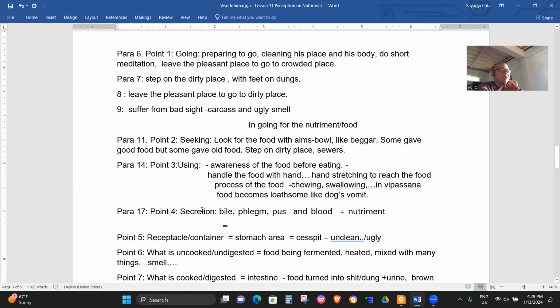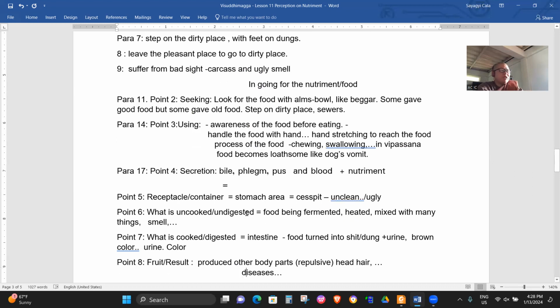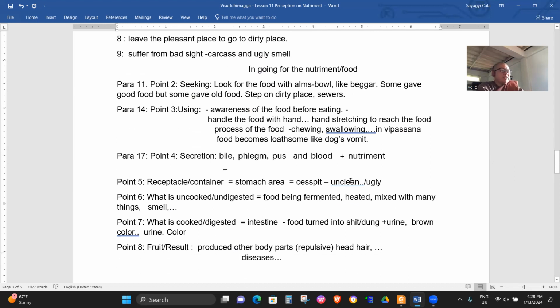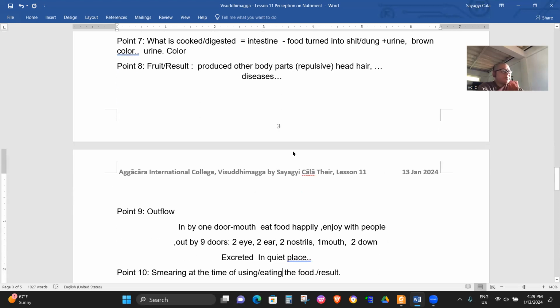Then it is mixed with the secretions, and when it goes to the stomach, it is not a clean area. It's a dirty place. It mixes with many things, and when it's uncooked, the food becomes very fermented. When it's cooked, it produces dung and urine. It's not a pleasant smell, and the result is it produces other body parts and diseases and so on.